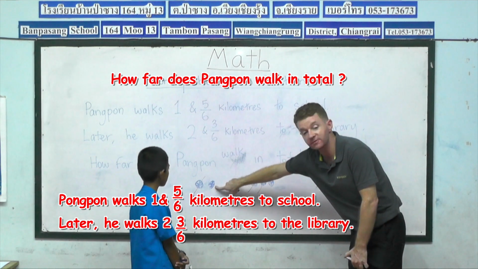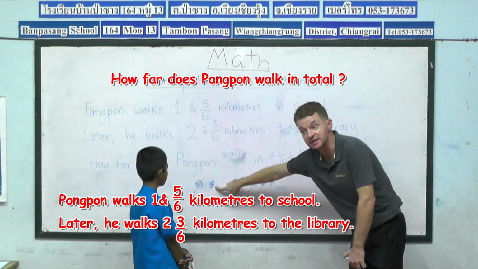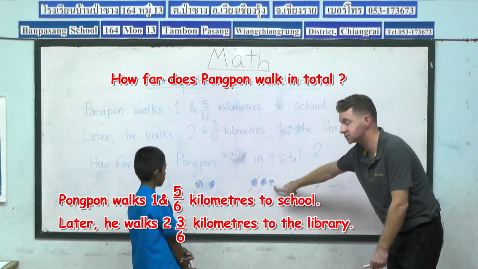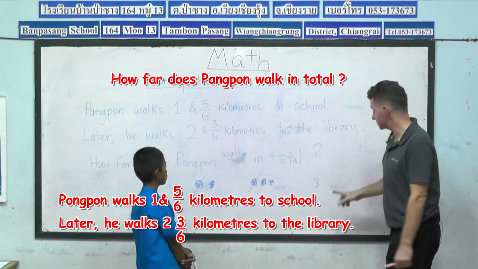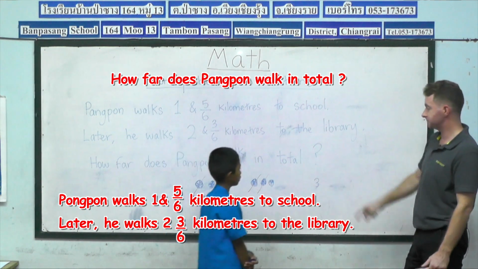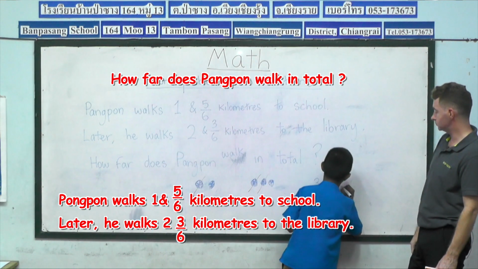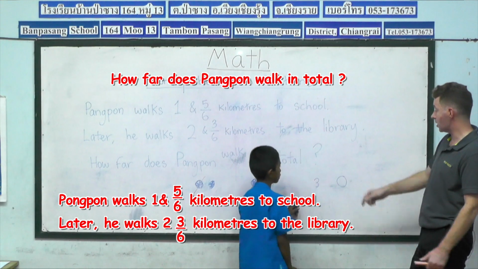So how many parts here? 5 over 6 plus, okay, 5 over 6. So let's do another circle into 6 parts.